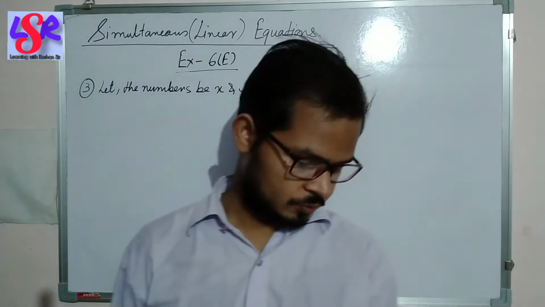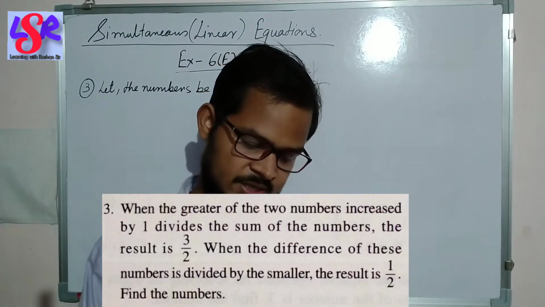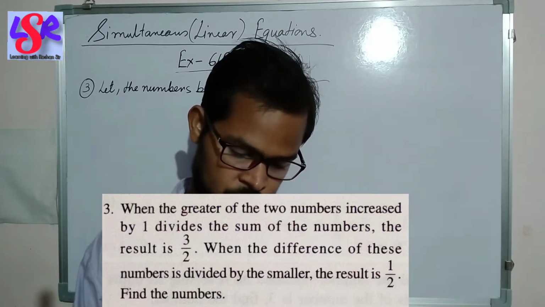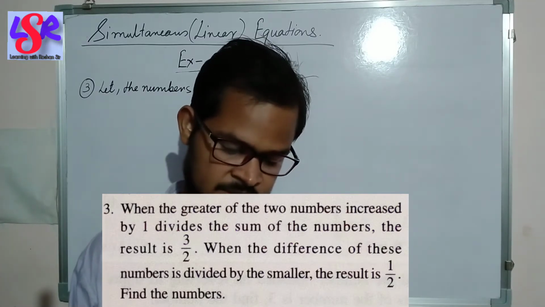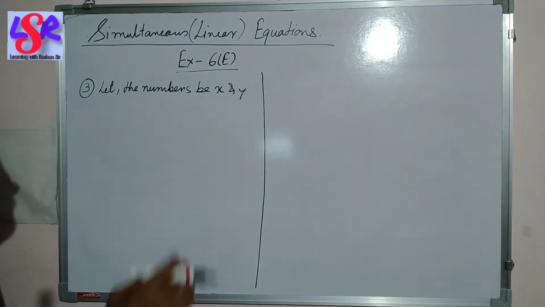Here in this question we are having, when the greater of the two numbers increased by 1 divides the sum of the numbers, the result is 3 upon 2. When the difference of these numbers is divided by the smaller, the result is 1 by 2. Find the numbers. Let the numbers be x and y.